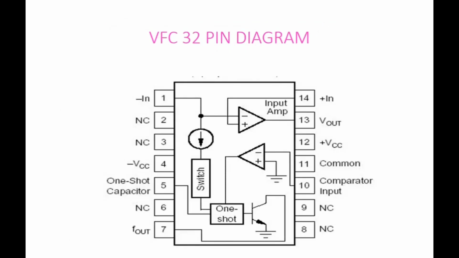So this is the pin diagram of VFC 32. The 2nd, 3rd, 9th, 8th and 6th pins are no connection, the 13th pin is V output, the 7th pin is F out, the 5th pin is one shot capacitor, the 11th pin is common, the 10th pin is comparator input, and 1 and 2 are my inverting amplifier input and non-inverting amplifier input.